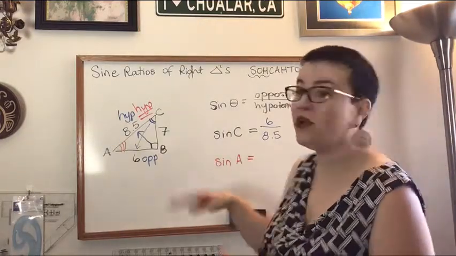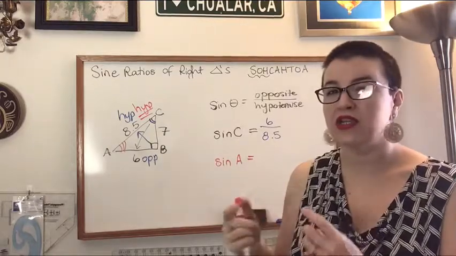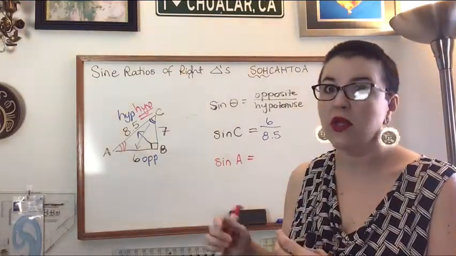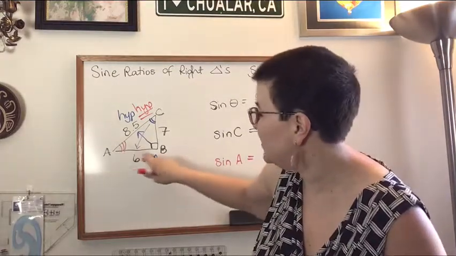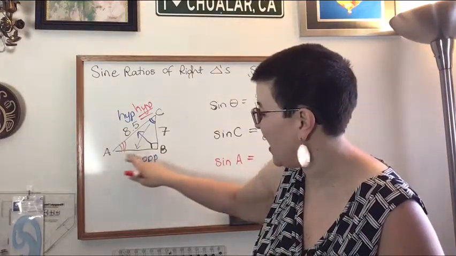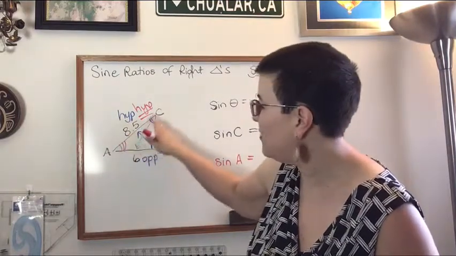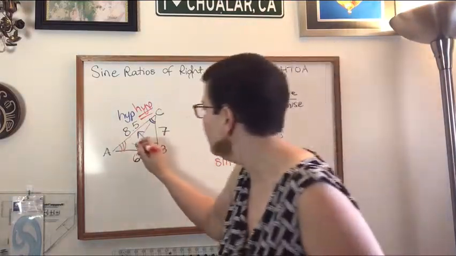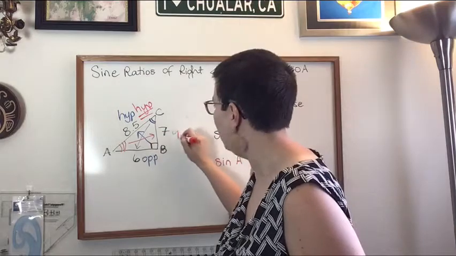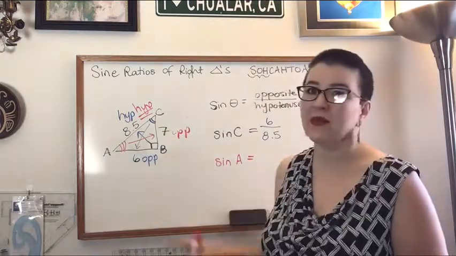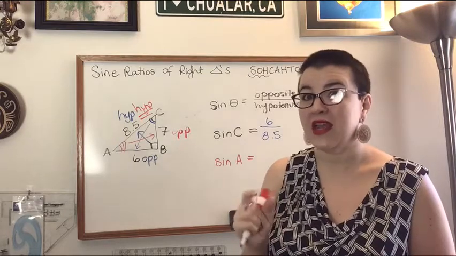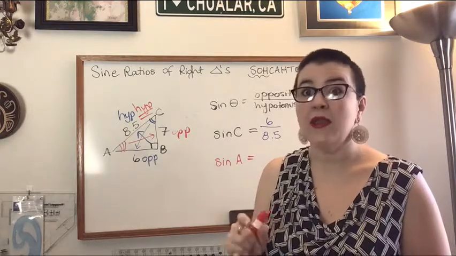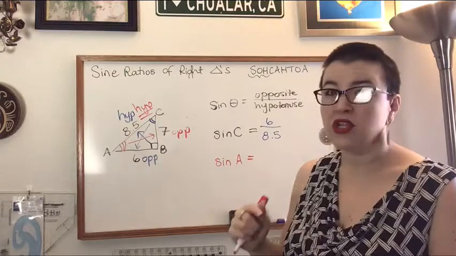You could have different answers from somebody if you aren't paying attention to which angle you're each talking about. So be careful. What side is completely opposite A? It can't be 6 because 6 is next to A. It can't be 8.5 because 8.5 is still the hypotenuse. So the side opposite A is 7. Notice I now have two things labeled as opposite, but they're only opposite depending on the side and angle relationship.